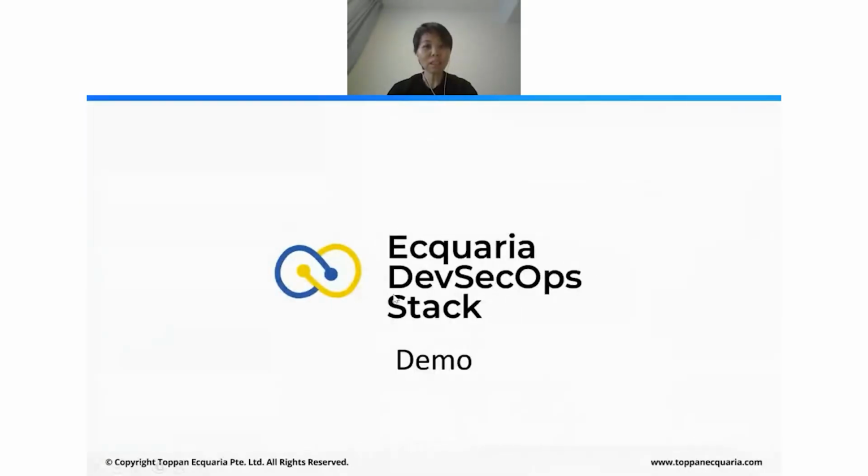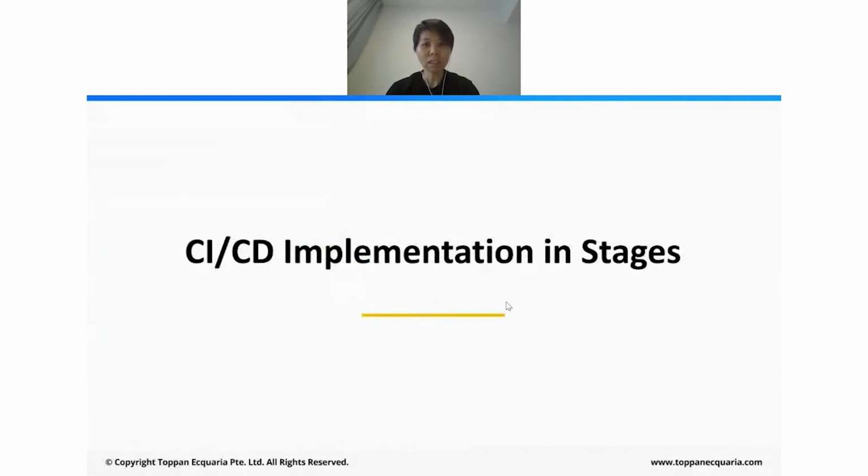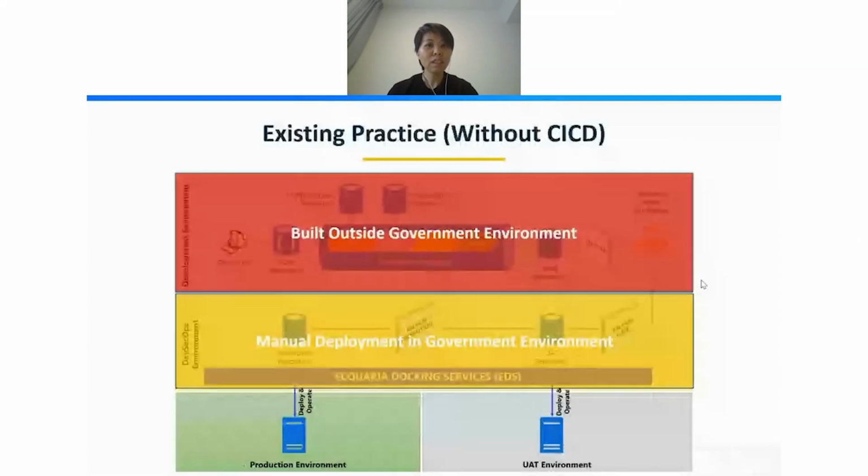Right, before I end the session, let me do a quick recap of what we talked about just now. We talked about how we can roll out your DevSecOps in three different stages. Without CI/CD, this is how it usually looks like: you build your application outside the government environment, and then you manually do deployment in your government environment.